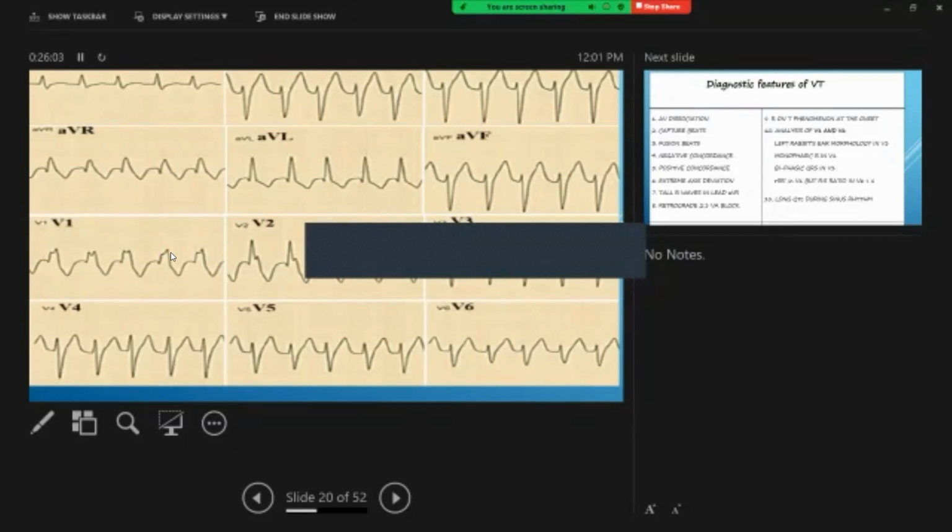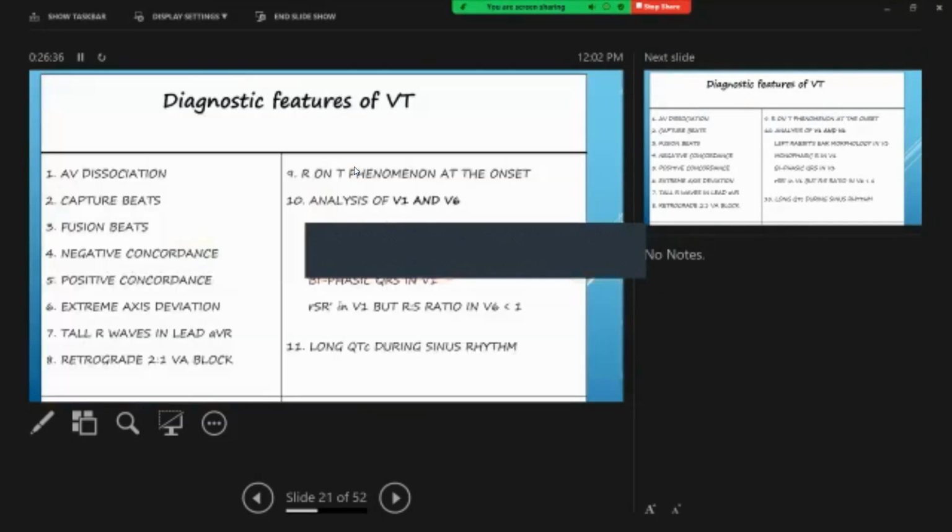So another feature you have to look for, look at lead V1 and look at lead V6. There are some characteristic features. In lead V1, you can see the RSR dash morphology, second R amplitude is greater than the first R. And in V6, you can see slurred S wave, but the amplitude of S wave is greater than the R wave in lead V6. To diagnose this correctly, you should know what are the diagnostic features of ventricular tachycardia.